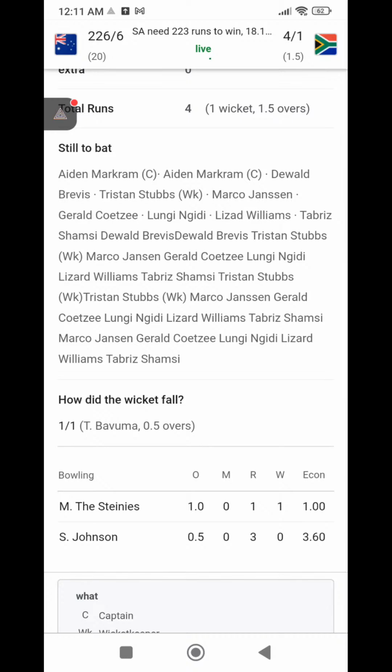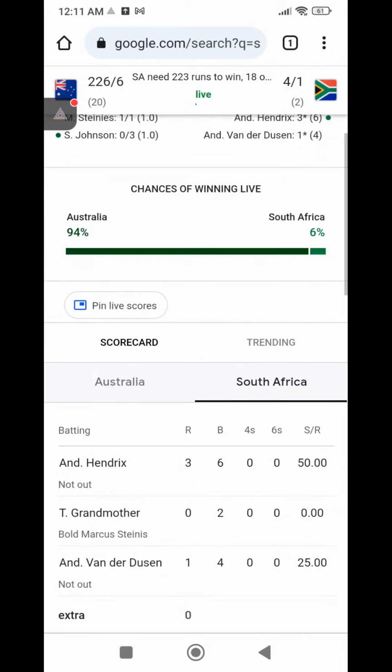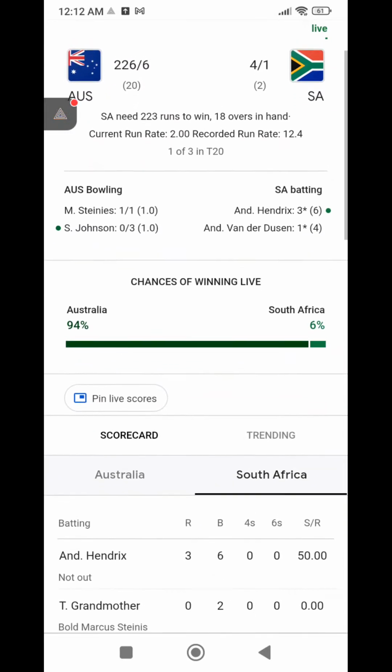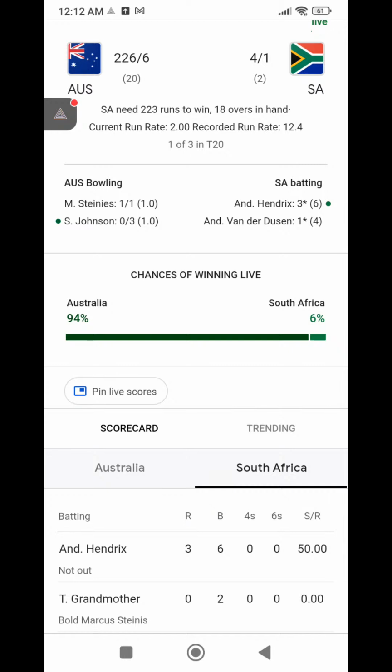Bavuma. Aiden Markram, captain of South Africa, will be the next to bat. Four for 1 in 2 overs. 223 runs to win.